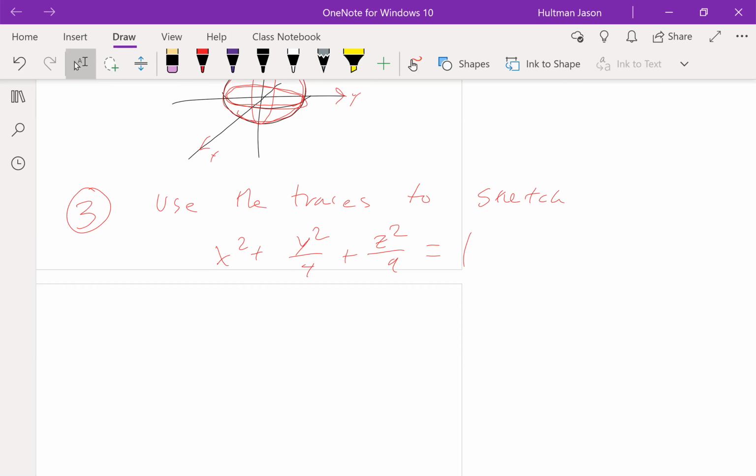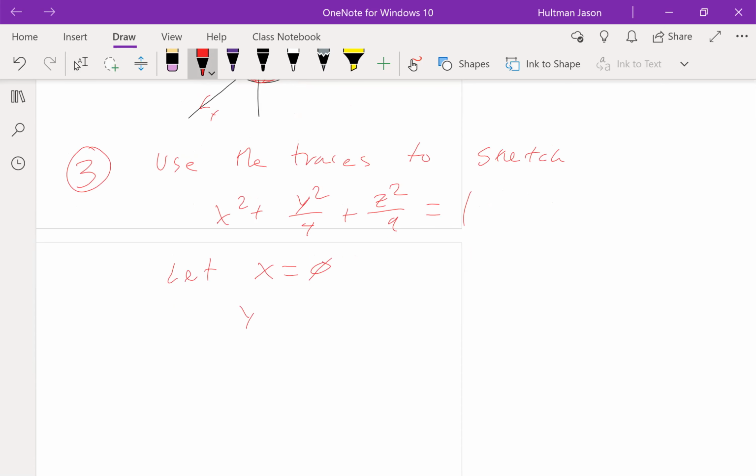And so what am I going to do? I'm going to use my traces. Now, how do I use the traces? The first thing I'm going to do is let, let's see, which one do I want? Let's let x equal 0. Okay, let x equal 0. Then what do we get? Then we get y squared over 4 plus z squared over 9 is equal to 1.